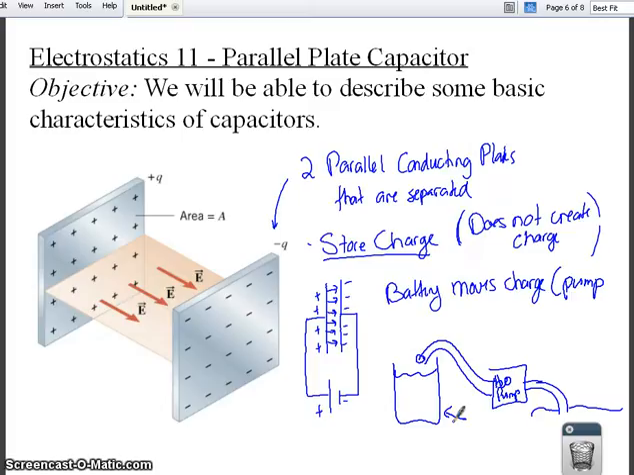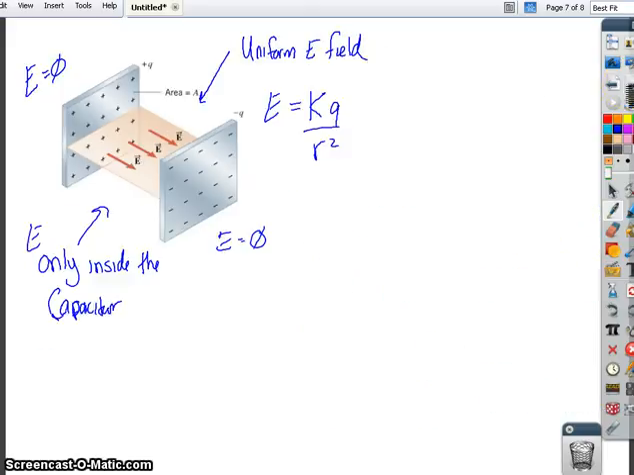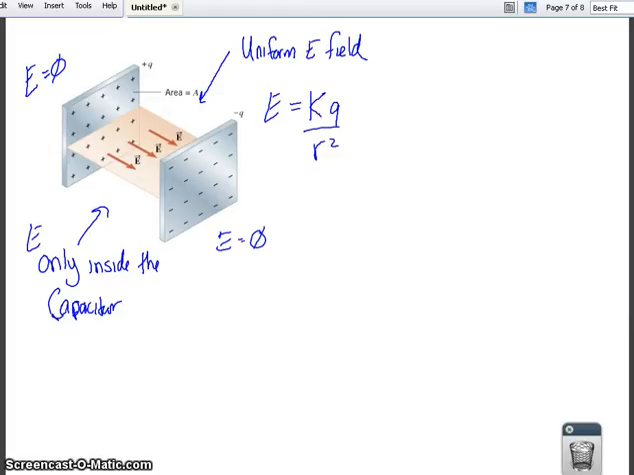Now, because it can store charge, a very common application of this is a camera. Think of a camera. I'm going to draw a very basic old camera here. Think about a camera you've had that takes a flash. There's a flash in the camera.